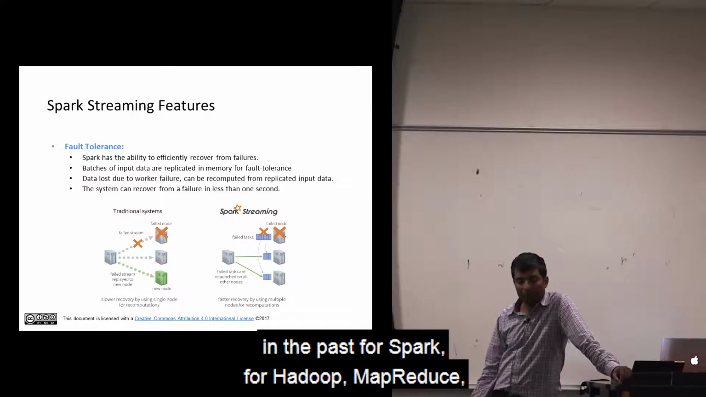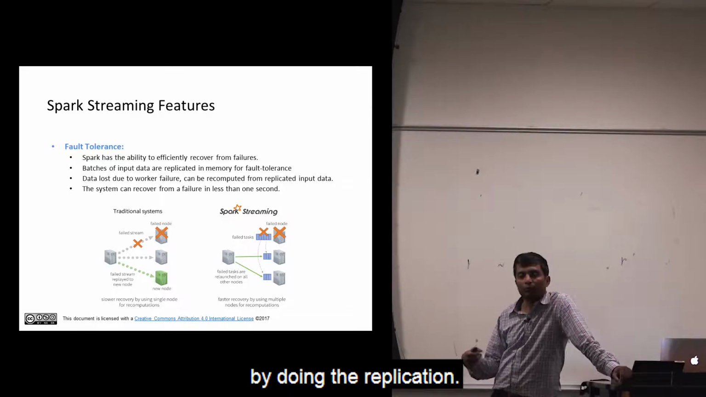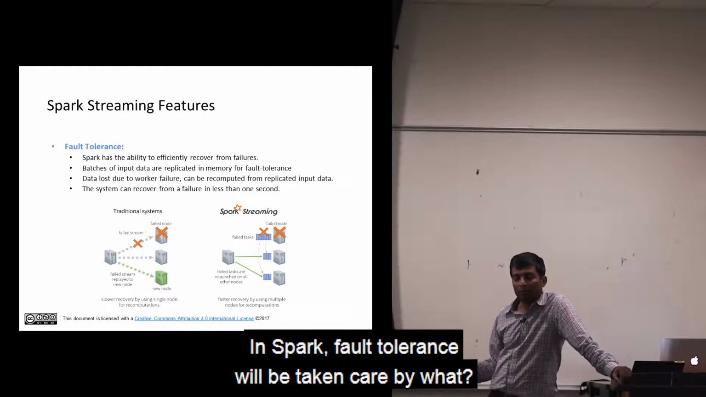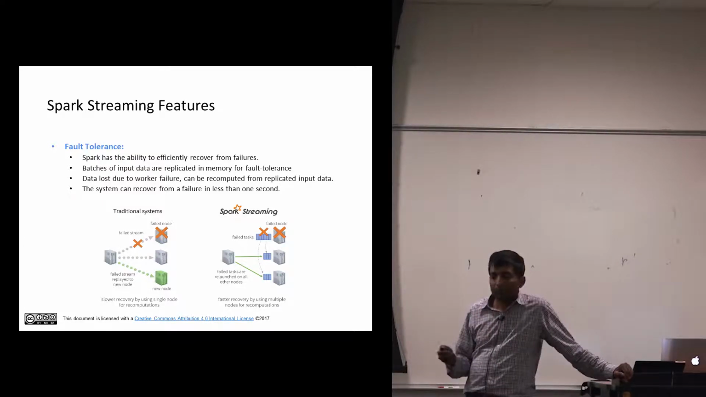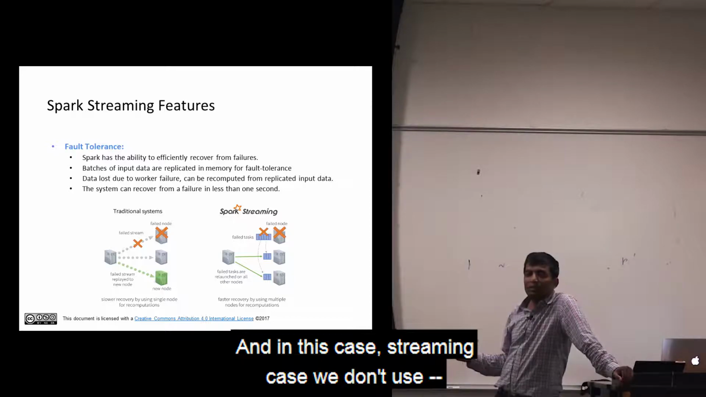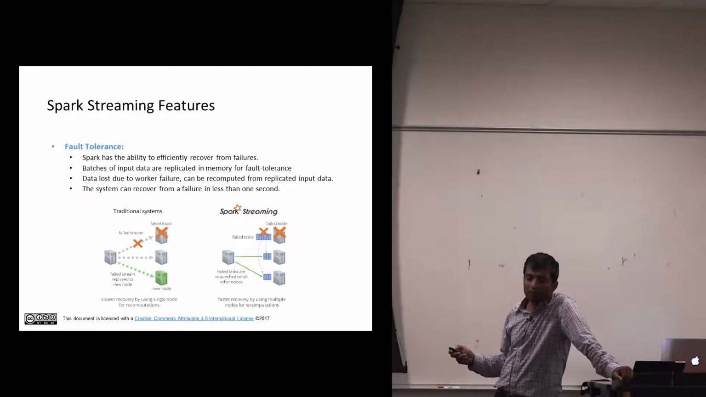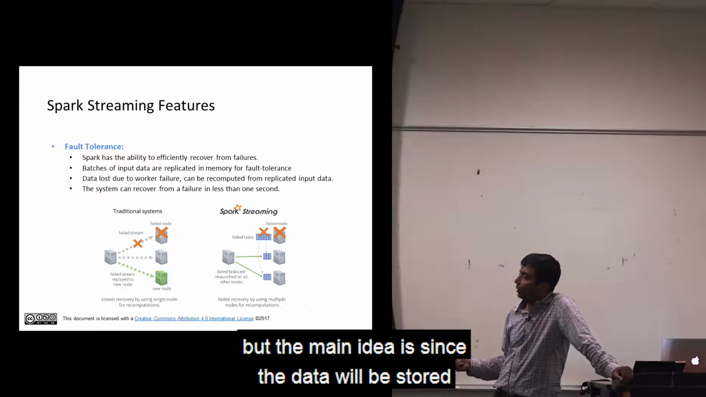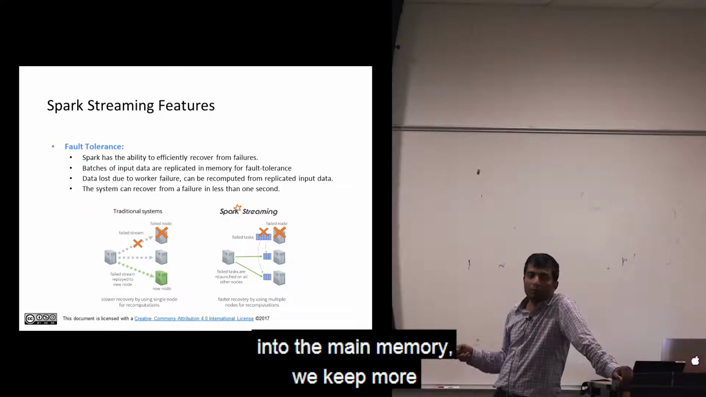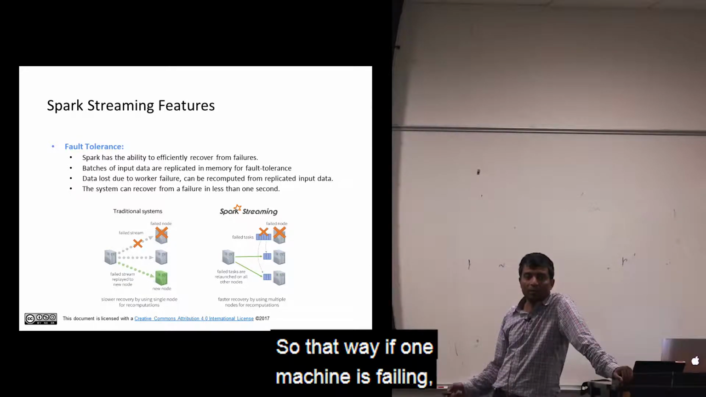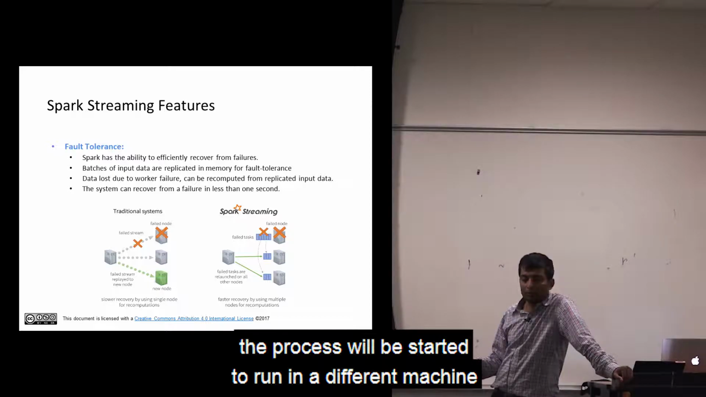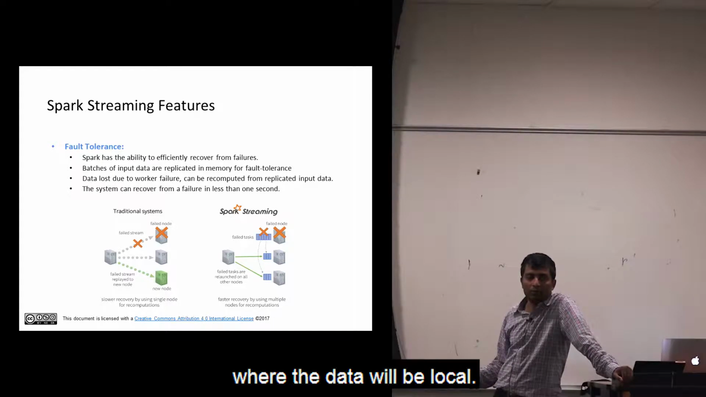For Hadoop MapReduce, the fault tolerance will be taken care of by replication. In Spark, fault tolerance will be taken care of by the lineage graph, right? And in the streaming case, we keep track of the lineage graph, but the main idea is that since the data will be stored in main memory, we keep copies in more than one machine's main memory. That way, if one machine fails, the process will be started in a different machine where the data is local.